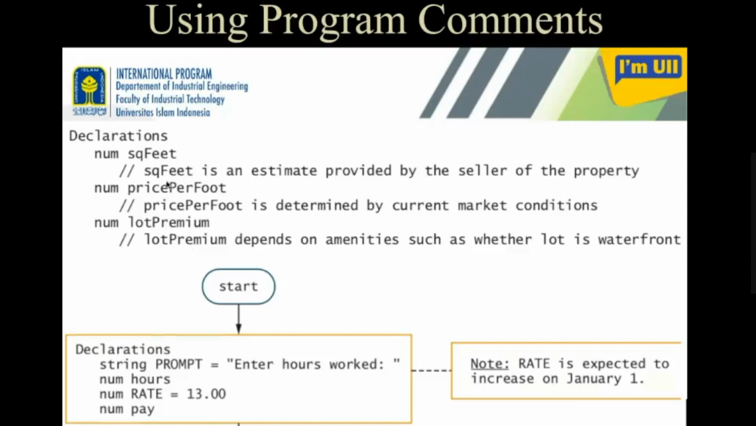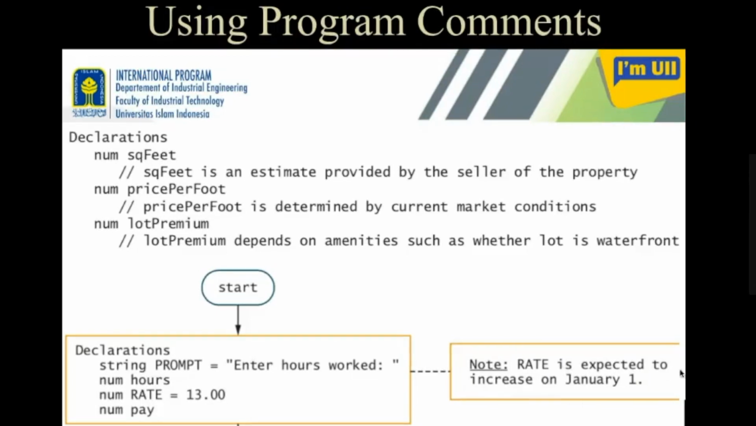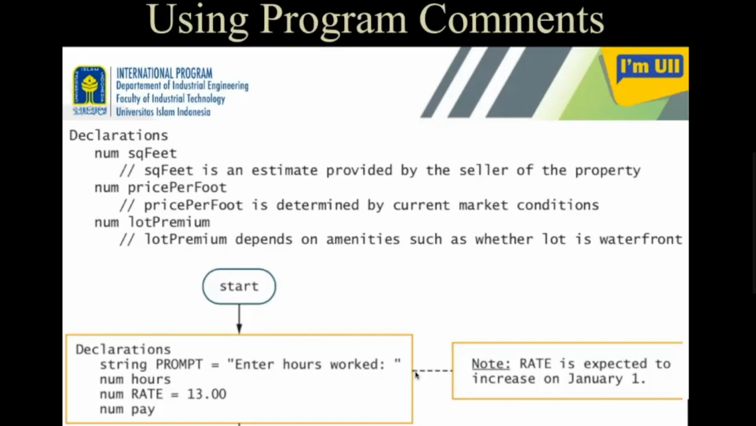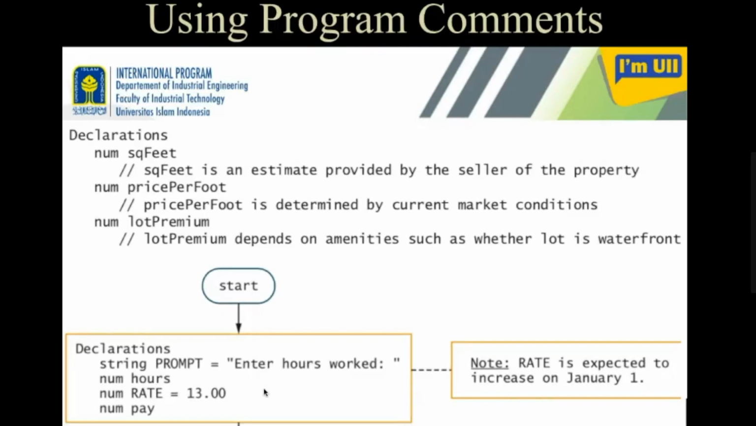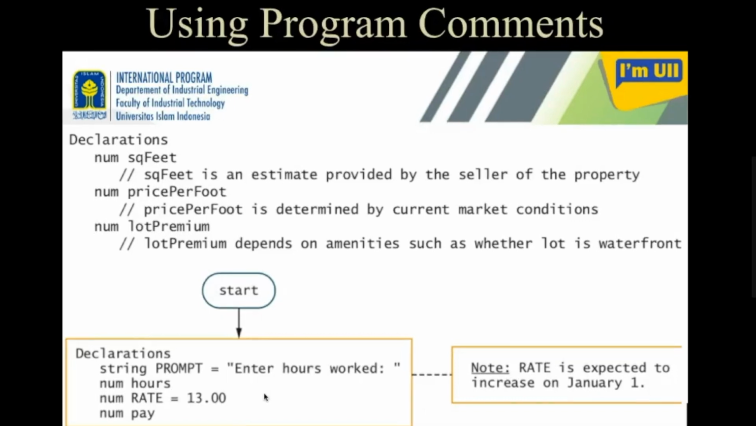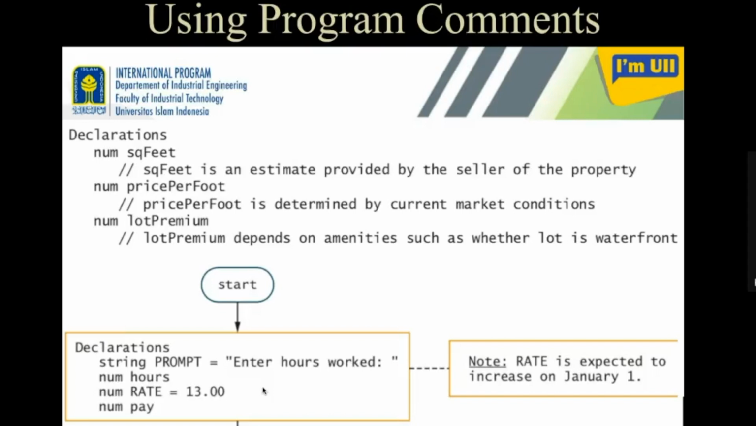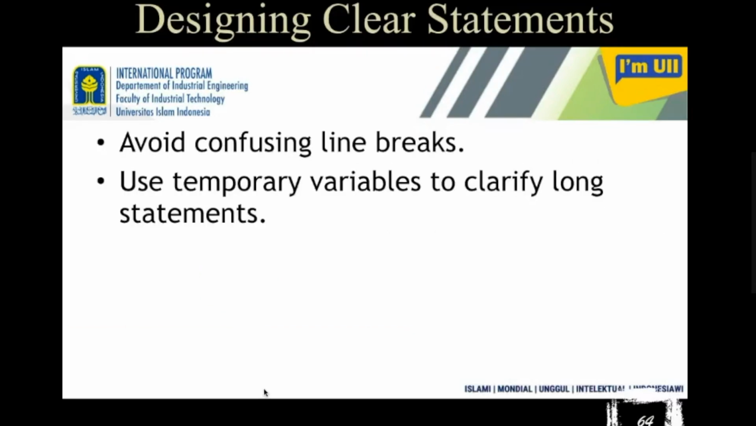This is like in the case of pseudocode. In the case of a flowchart, you can use this kind of notation: a rectangular box, but without the third arc. Use a dotted line to point out what you are using this explanation or comment for. That is the way you can write the declaration statement or the comment statement in your flowchart. Avoid confusing line breaks, as I said, for clear statements.